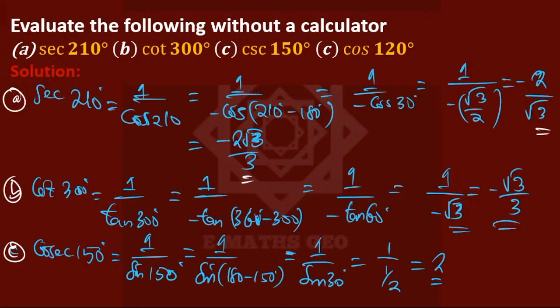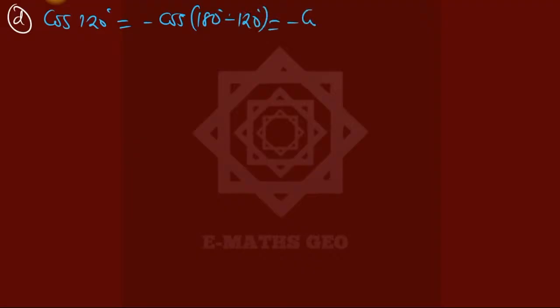So now the last question, cos 120. 120 is in which quadrant? Second quadrant. So cos is negative there, so I have minus. And you subtract 120 from 180. So that's minus cos 60. And cos 60 from the table is half. Yes.